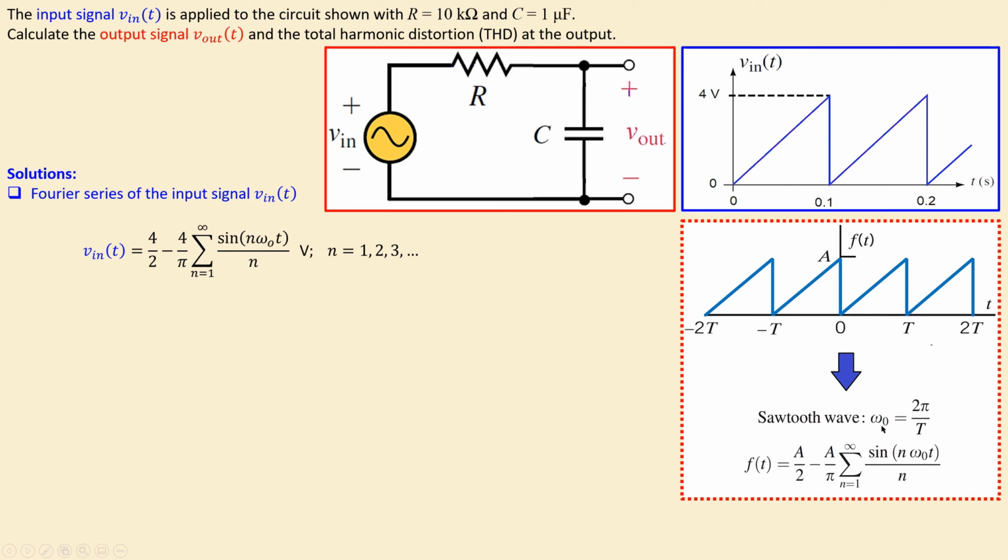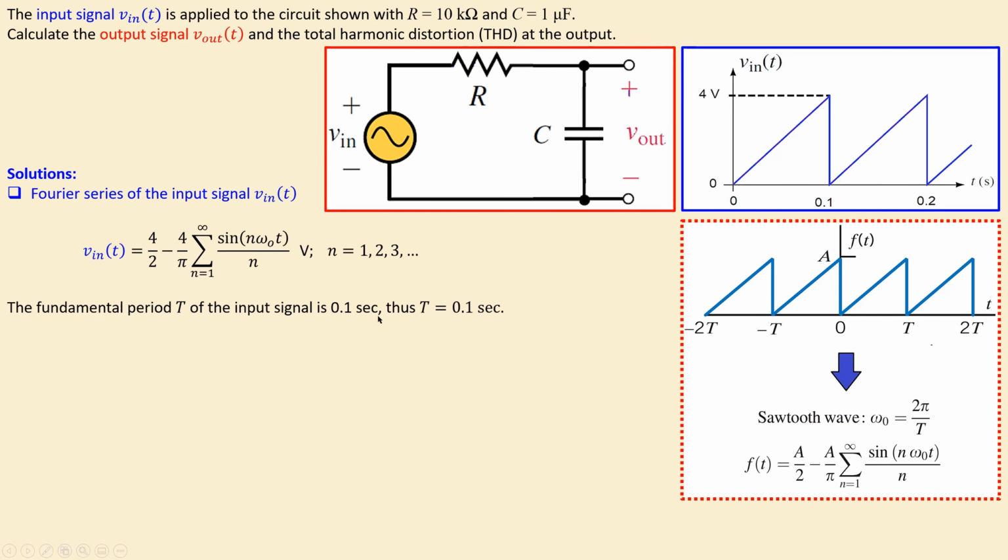Now omega 0 here is actually 2 pi over that period, which is 2 pi over 0.1. Again, I have the sine summation from n equal to 1 all the way to infinity. Now n runs from 1 to 3 all the way to infinity, so it is actually just an integer. We know again the omega 0 can be calculated by using 2 pi over T, and I know what the A is, so I have all the necessary parameters for my Fourier series.